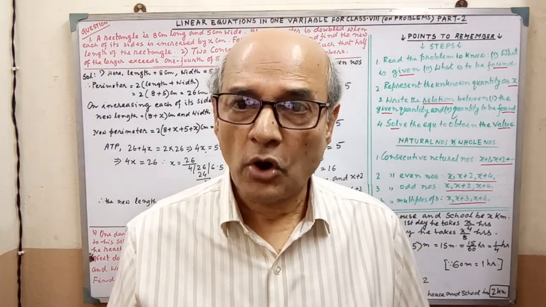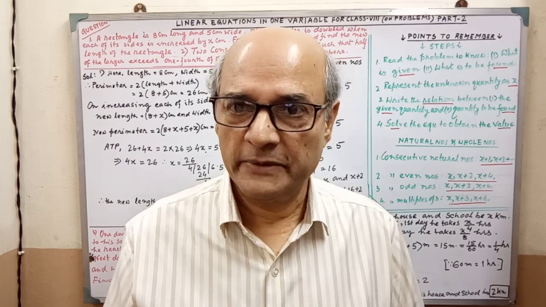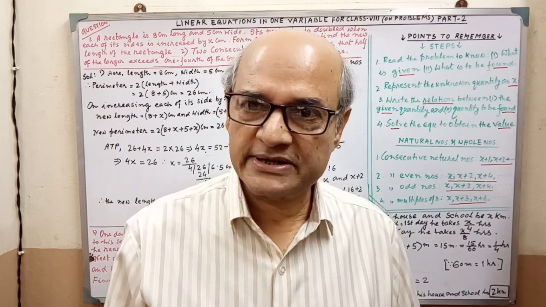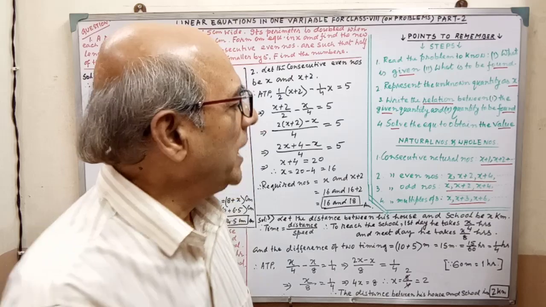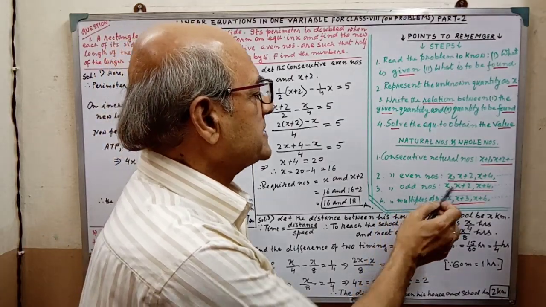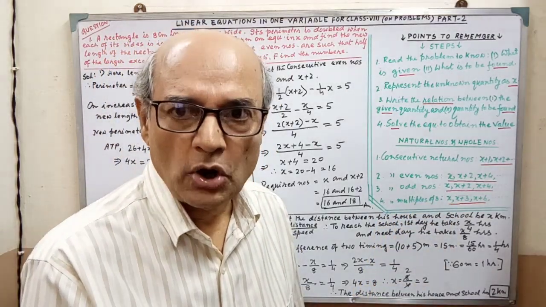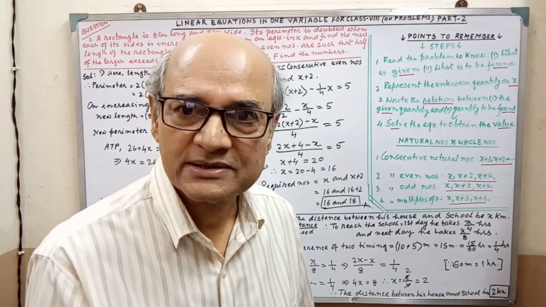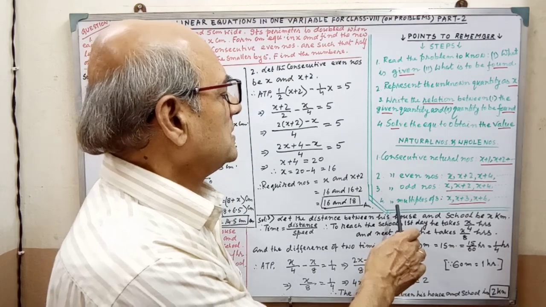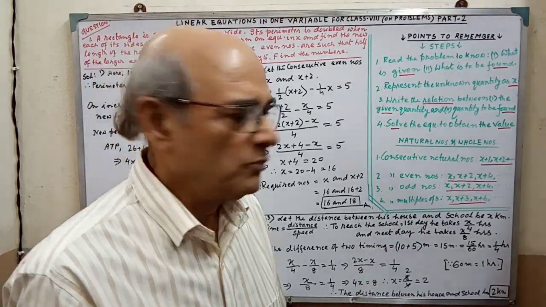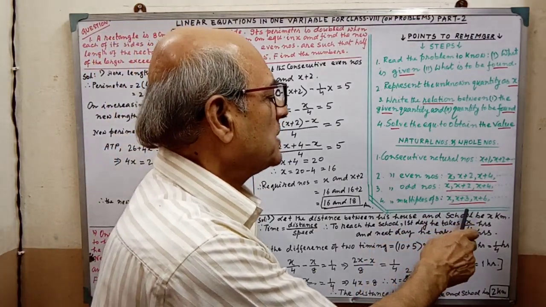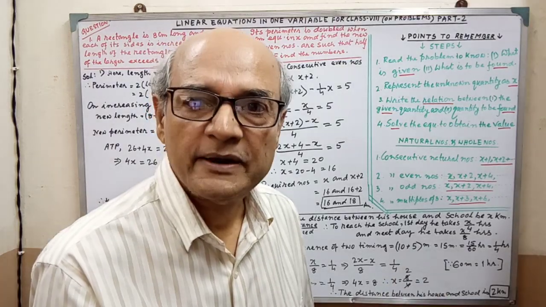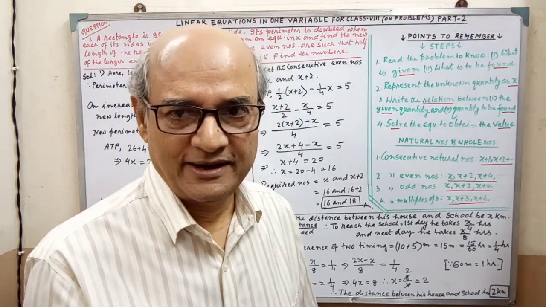Clear? Next, odd numbers. 1, 3, 5, 7, 9, etc. The consecutive odd natural numbers. Here also the difference is 2. In the same way, if one odd natural number is x, then the next ones will be x plus 2, x plus 4, x plus 6. Clear? Now, the multiples of 3, same way, that is x, x plus 3, x plus 6, etc. I think it is clear.